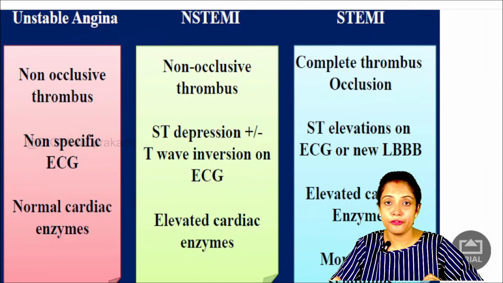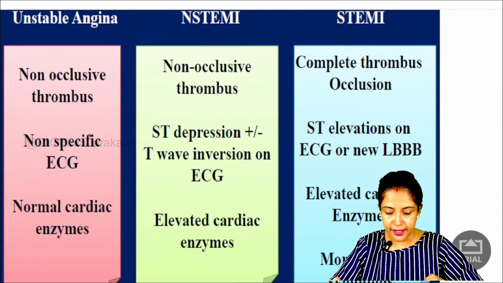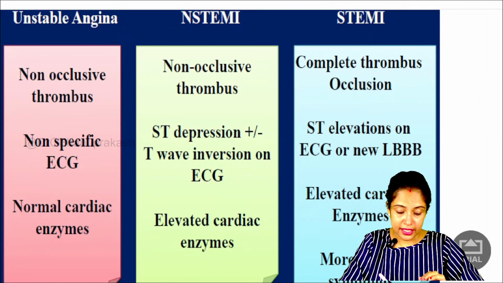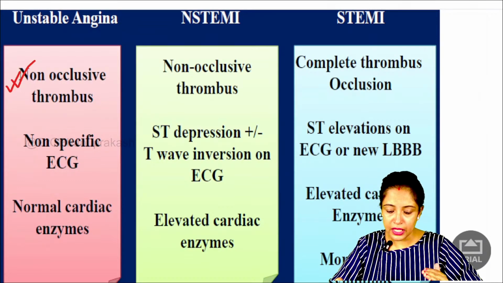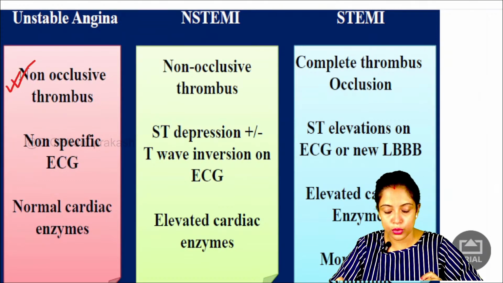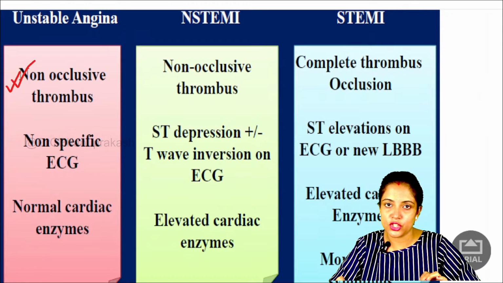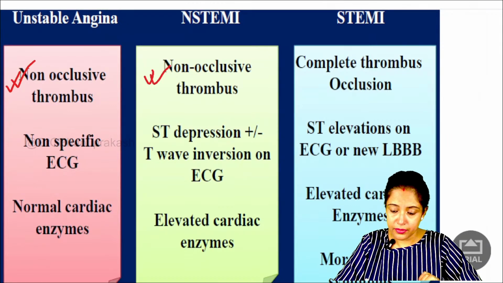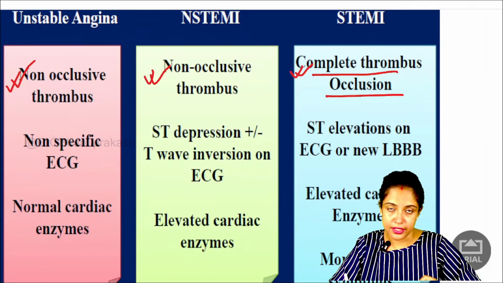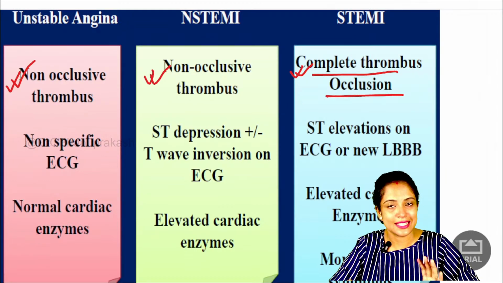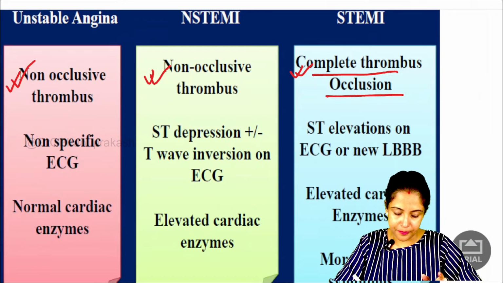What is the main difference between unstable angina and STEMI? Unstable angina is because of a non-occlusive thrombus. Just now we have seen in the pathophysiology, the thrombus will be non-occlusive for both unstable angina and NSTEMI. But for STEMI, the thrombus will completely occlude the lumen of the epicardial coronary artery. Complete occlusion, STEMI. Incomplete occlusion, unstable angina or NSTEMI.